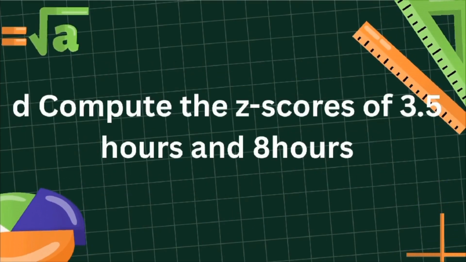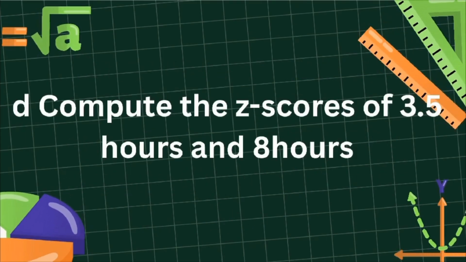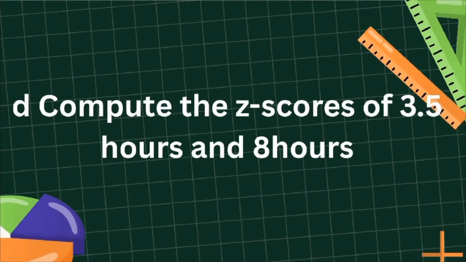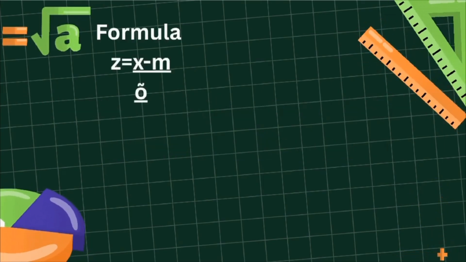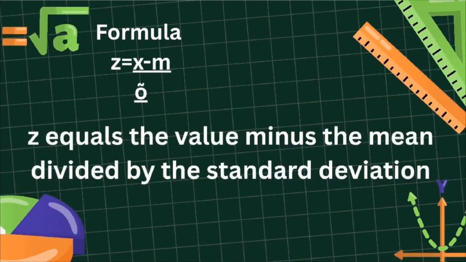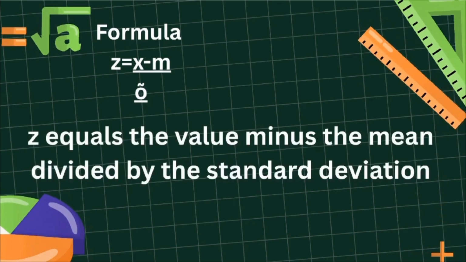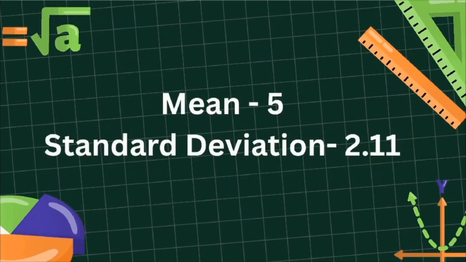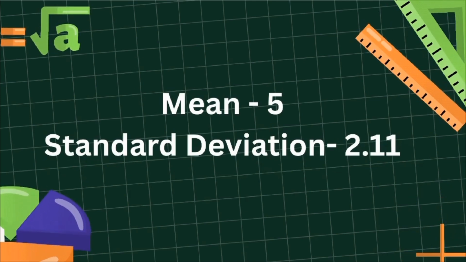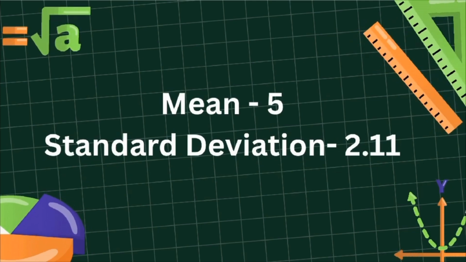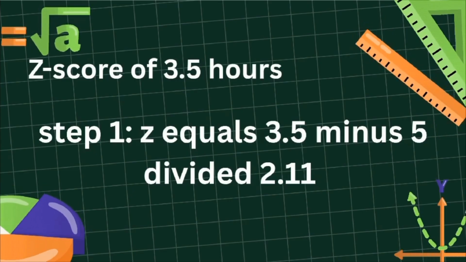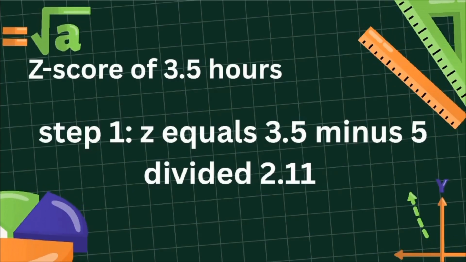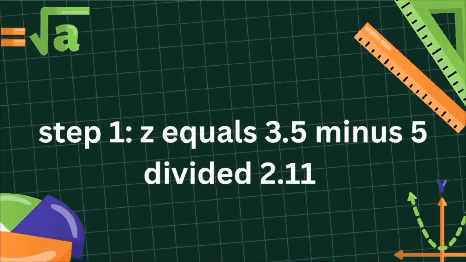So, question letter D. Compute the z-scores of 3.5 hours and 8 hours. So, the formula is z equals the value minus the mean divided by the standard deviation. So, the given are the mean and the standard deviation, which are 5 and 2.11. So, first is the 3.5 hours. So, z equals 3.5 minus 5 divided by 2.11.